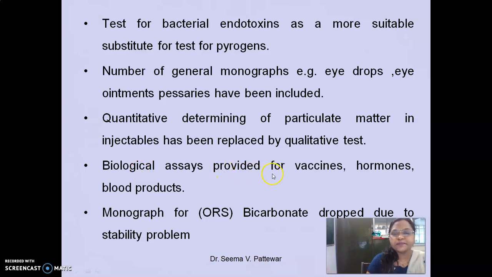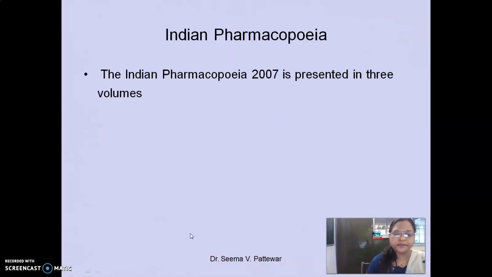Biological assays are provided for vaccines, hormones and blood products. So assays have been introduced for these types of sterile products such as vaccines, hormones and blood products. Monographs for ORS, that is sodium bicarbonate, are dropped due to stability problems. So in the formulation there may be some stability problem, so it is dropped in this edition of the IP.